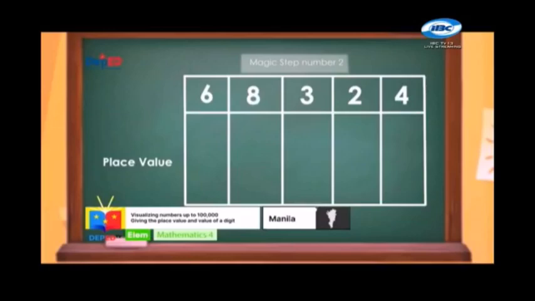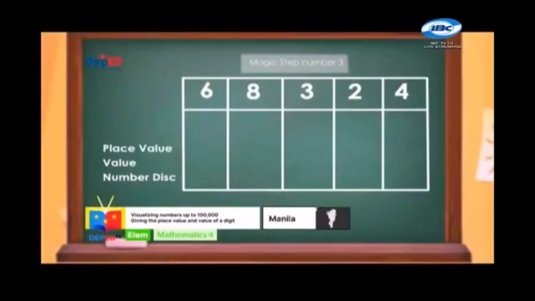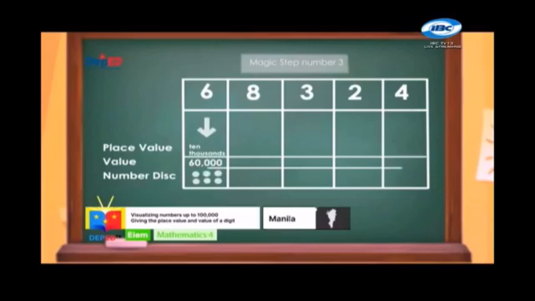Wow! You're doing great! Magic step number 3. Draw number discs on each column. In 68,324, the 10,000th place is a digit of 6 and is a value of 60,000. So how many discs are we going to draw? Correct! 6 discs. Next, 1,000th place is a digit of 8 and its value is 8,000. Therefore, draw 8 discs under thousands.